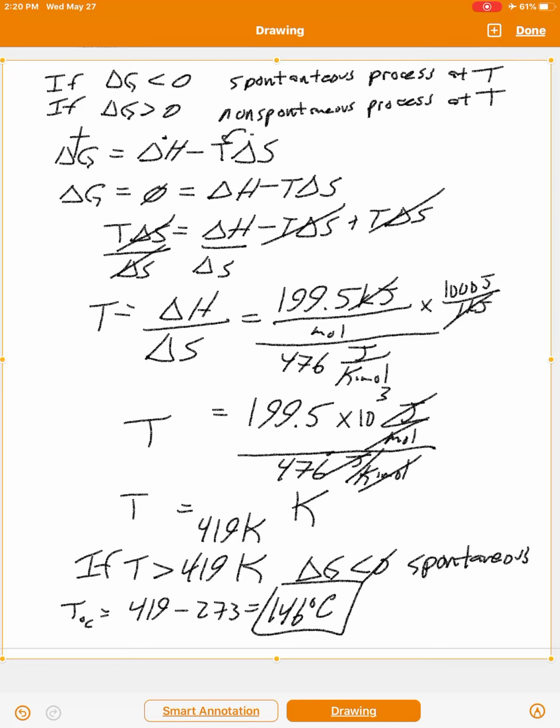Okay, so it is spontaneous, but only if the temperature is greater than 146. If it's right at 146, it's right on the cusp of being spontaneous. It's reversible. And then if it's below 146 Celsius, it would be non-spontaneous. Okay. Again, you can just put numbers in and see what sign you get for delta G.